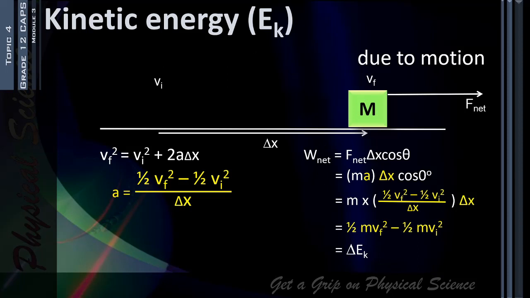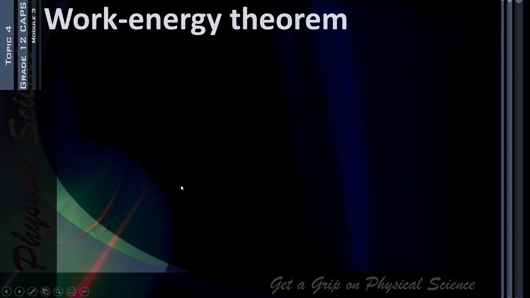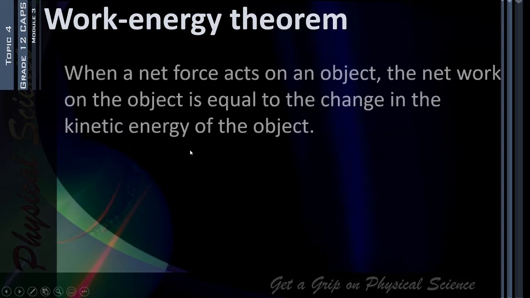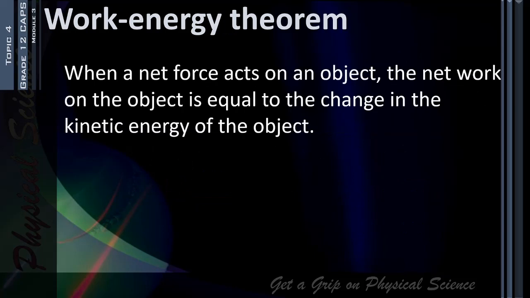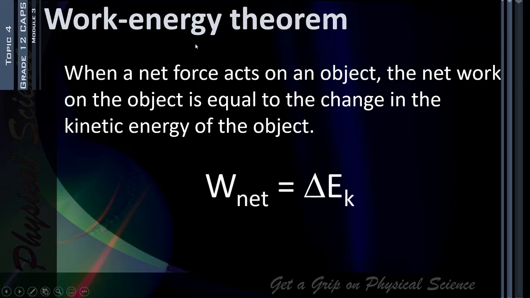Don't worry too much about the substitutions and manipulations that we've done here. What you have to know is the work energy theorem, and the work energy theorem states that when a net force acts on an object, the net work on the object is equal to the change in kinetic energy of that object. And the formula that you will use in your calculations is this one. The net work on an object is equal to the change in kinetic energy of that object.